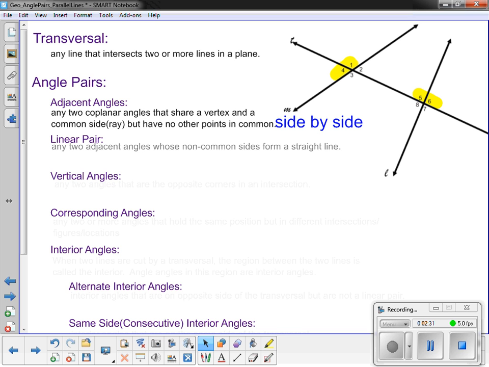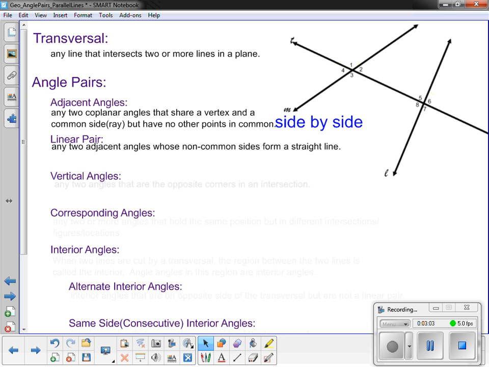Now, that gave us the idea that we have linear pairs, and they are any two adjacent angles whose non-common sides form a straight line. So as I have highlighted, 1 and 4 are a linear pair. They share the edge that's going up towards the T, and the other sides are making line M. 1 and 2 are a linear pair, 2 and 3 are a linear pair, 3 and 4 are a linear pair, as well as 5 and 6, 6 and 7, 7 and 8, and 5 and 8. We know all that already. So those are good to go.